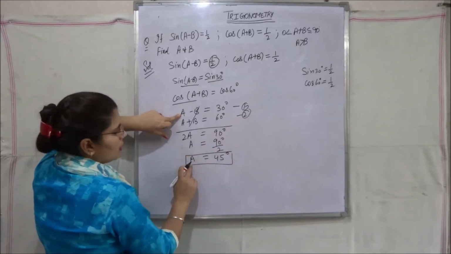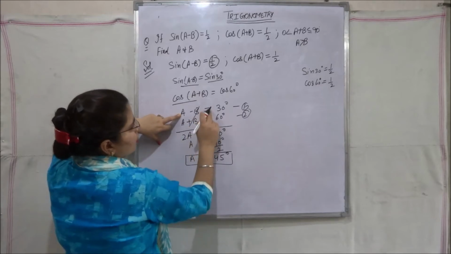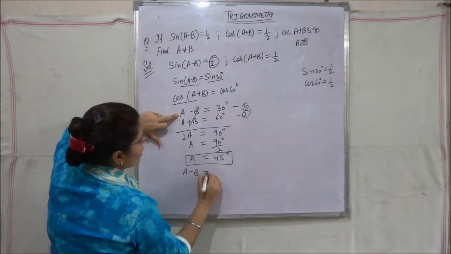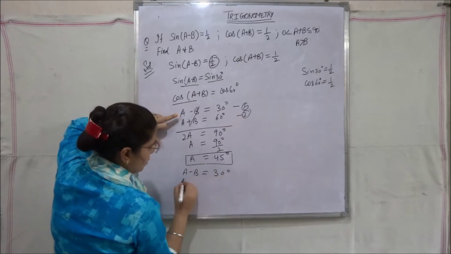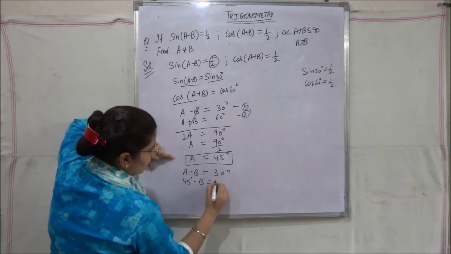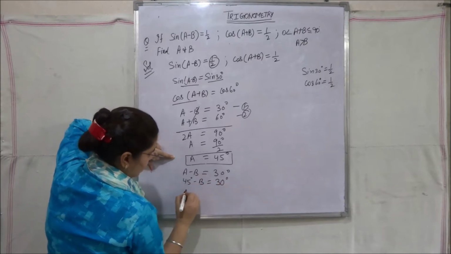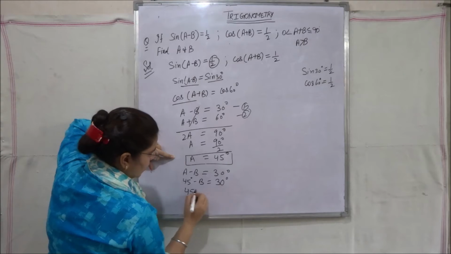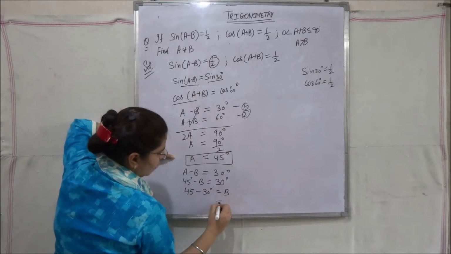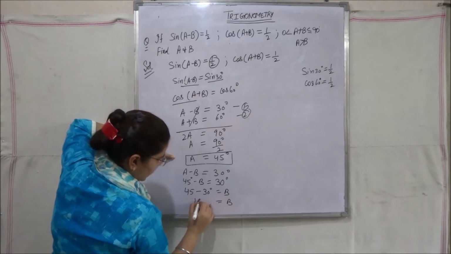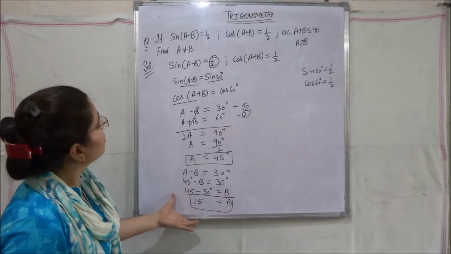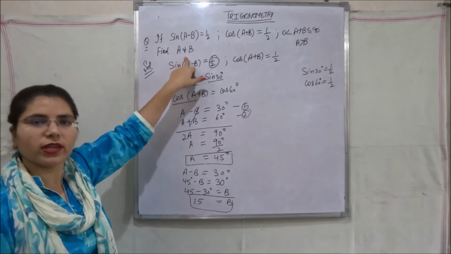Now put the value of a in one of the two equations. So here a minus b is 30 degrees. So put the value of a as 45 degrees minus b equal to 30 degrees. Now once again 30 degrees will be taken on the left hand side. So angle B will be 15 degrees. So in this way we can find the values of A and B.